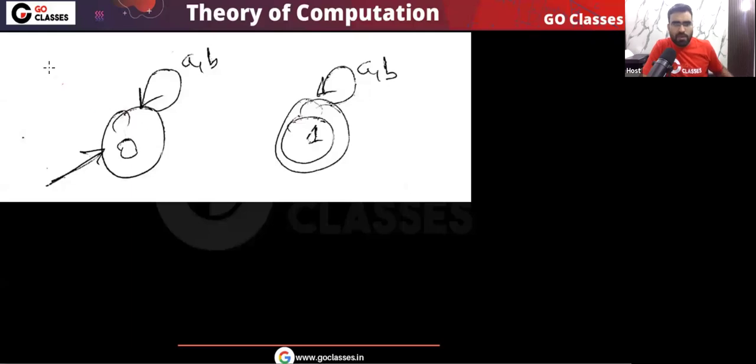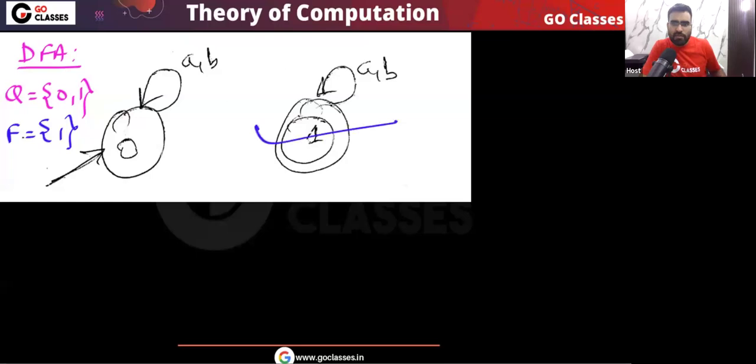For example, look at this DFA. In this DFA, how many states are there in total? In this DFA, a total of two states are there. Let's call them, for example, state Q0 and state Q1. So the set of states is 0 comma 1. These are the two states. And tell me, what is the final state in this DFA? That is state number one. This is your final state.